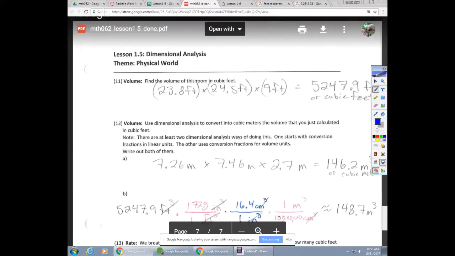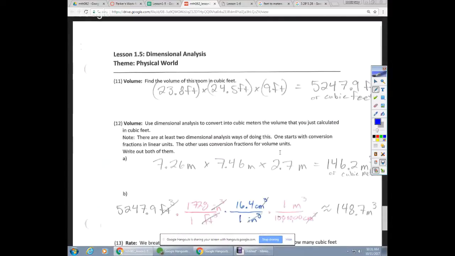Okay, so depending on how we use the numbers, we're going to get slightly different answers, but we should all be in the ballpark. You should all have 5,200 and something if you're in the ballpark. So we were asked to do it in cubic feet up here.